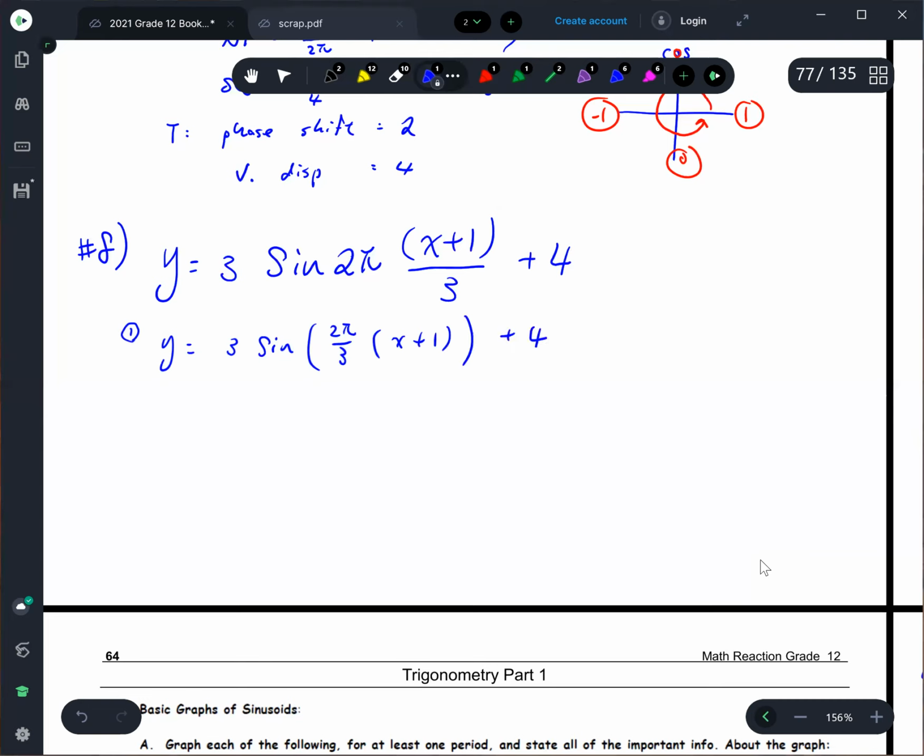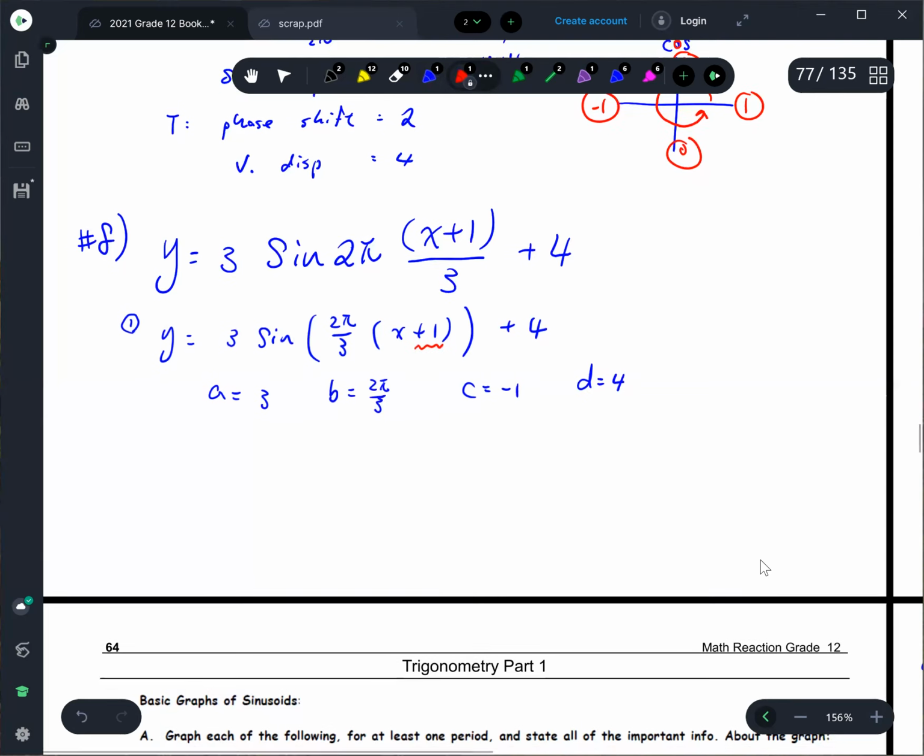And can you tell us the ABCD as well? A is 3, B is 2 pi over 3. C is negative 1, very good, and D is 4. Yeah, okay. So just remember for C, if you see a +1, you need to flip it, make it -1. So that will affect the phase shift, the C.